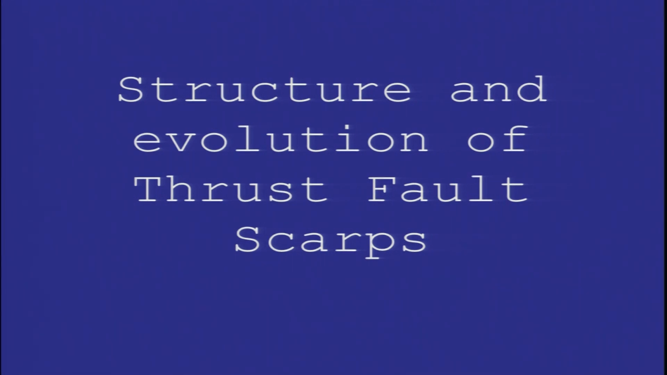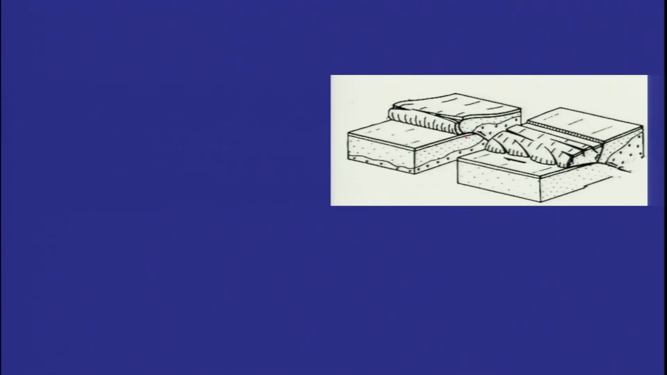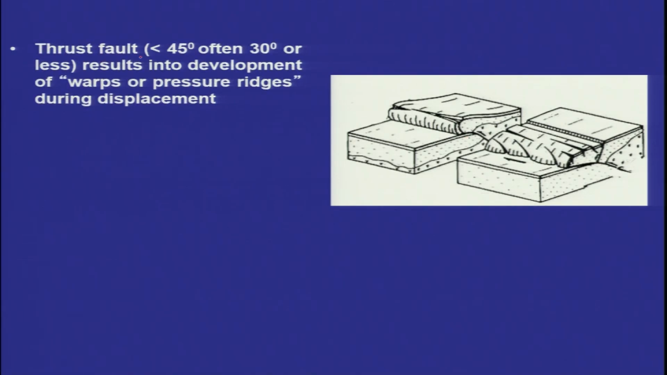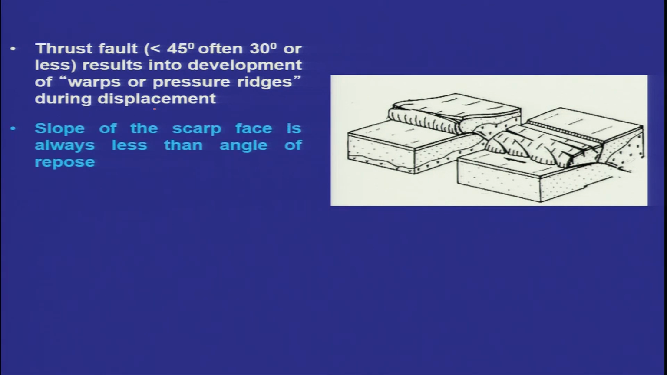Now, if we look at the structures and evolution of thrust fault scarps, thrust faults are usually taken as less than 45 degrees, or often 30 degrees or so, in a compressional tectonic environment. This will result in the development of warps or pressure ridges during the displacement. The slope of the scarp face is always less than the angle of repose, so you will not see a very sharp scarp in cases where you have thrust faults.